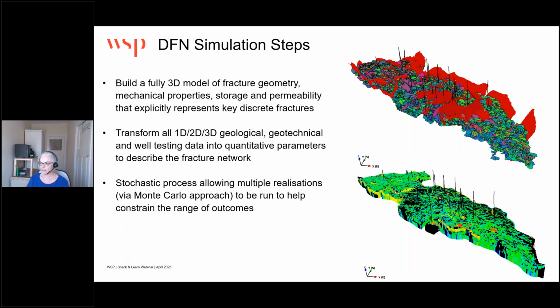As with the previous example, using the relevant data, we build a fully 3D model in FracMan of the fracture geometry, mechanical properties, storage, and permeability. We transform all 1D, 2D, and 3D geological, geotechnical, and well testing data into quantitative parameters to describe the fractured network. And the stochastic process allows multiple realizations via a Monte Carlo approach to constrain a range of outcomes.